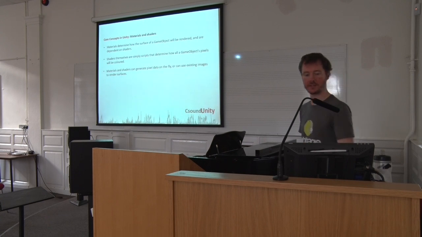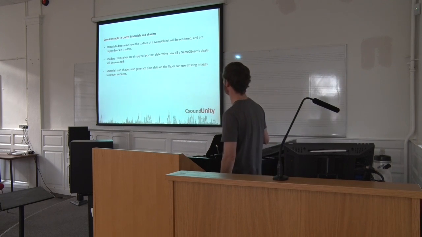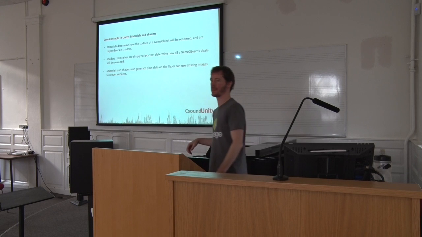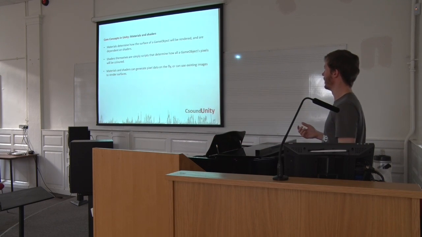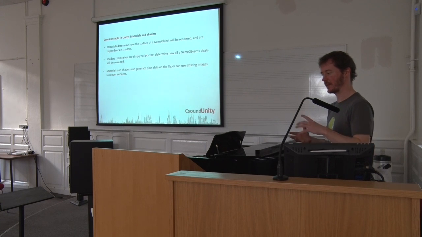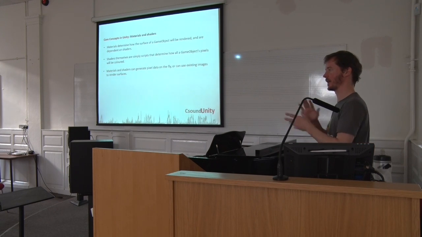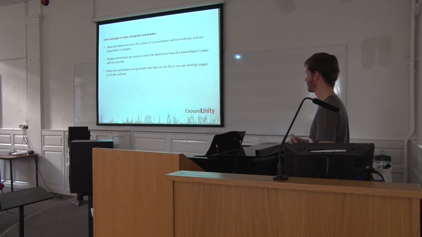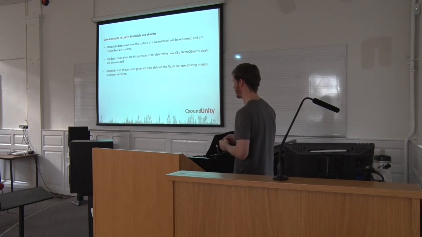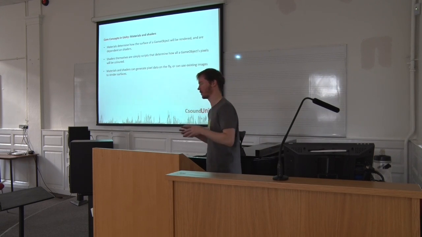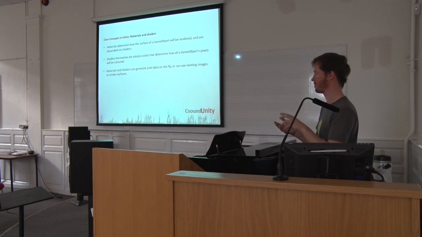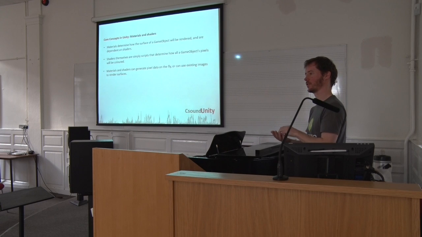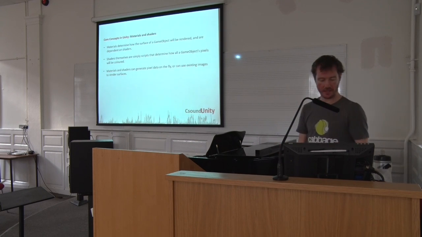So materials and shaders then. Materials determine how the surface of the game object will be rendered. They're going to be dependent on shaders. Shaders are basically scripts that tell the engine how to paint all the different pixels onto a material. You can write shaders that are going to generate data on the fly, or you can just import textures and place textures onto objects.